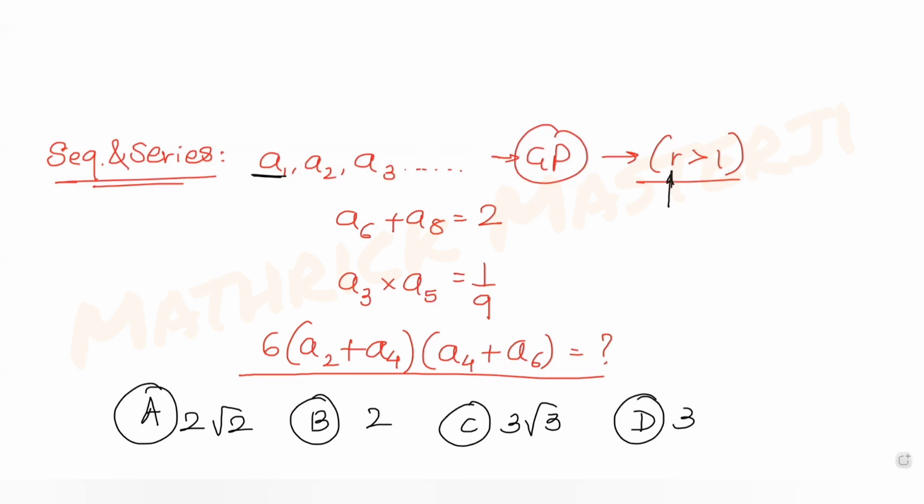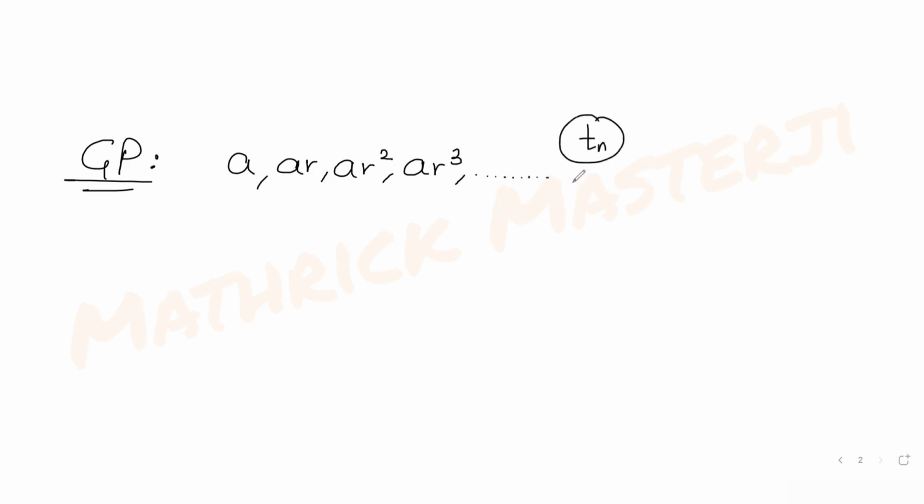To get that, if I write my geometric progression, I know that my first term is A. To get my next term, I'll multiply with R. Again, to get the next term, I'll multiply the previous term with R. Again, to get the next term, I'll multiply my previous term with R. So basically the ratio is constant. So the nth term in this case, we know, is A R raised to n minus 1.